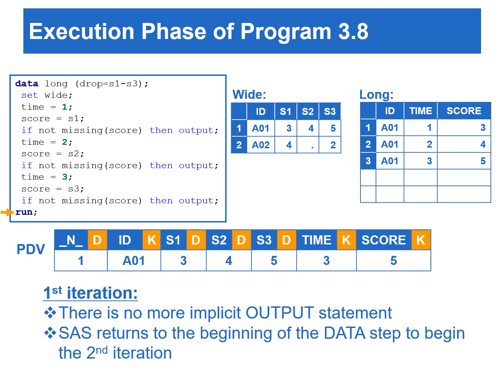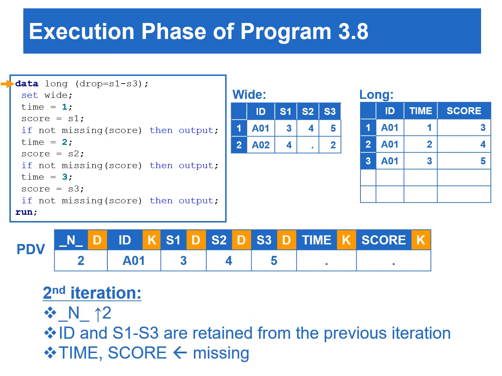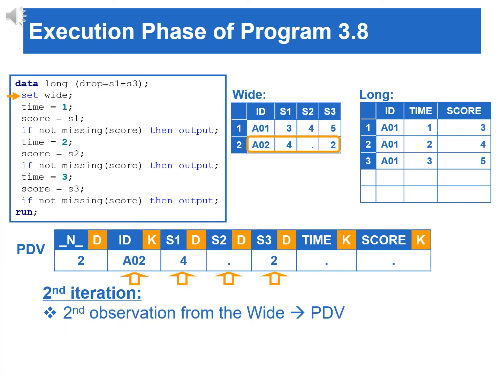Since we used explicit output statements, there is no more implicit output. When SAS reaches the end of the first iteration of the data step, we've already generated 3 records in the output dataset. At the beginning of the second iteration, _n_ is incremented to 2. ID, S1 to S3 variables are retained from the previous iteration. The newly created variables, time and score, are set to missing. The set statement copies the second observation from the input data to the PDV.